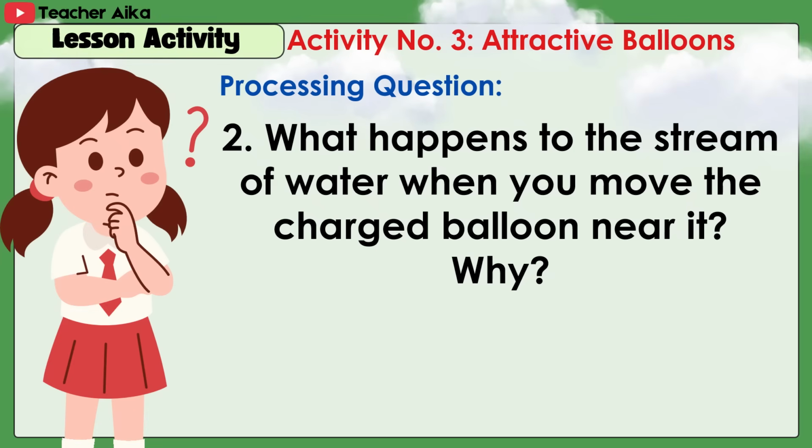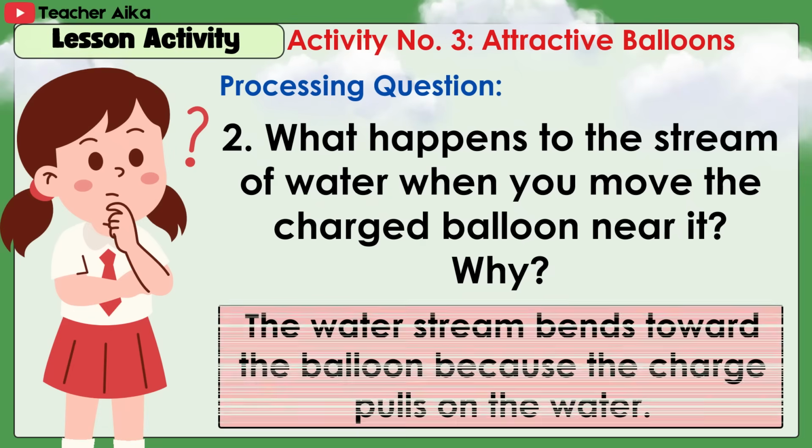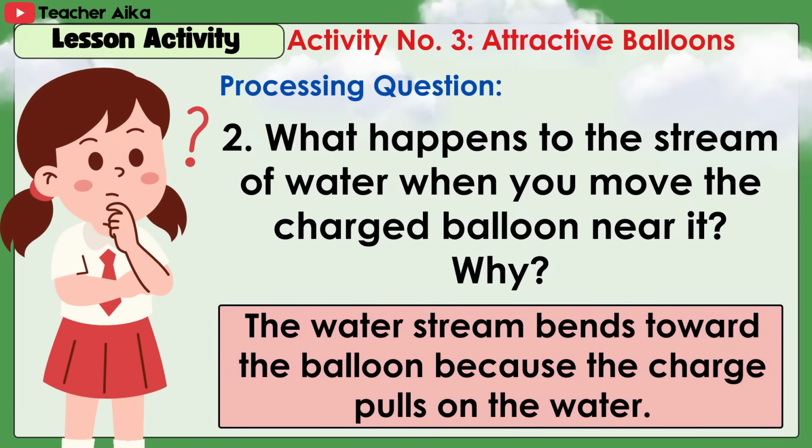2. What happens to the stream of water when you move the charged balloon near it? Why? Answer. The water stream bends toward the balloon because the charge pulls on the water.